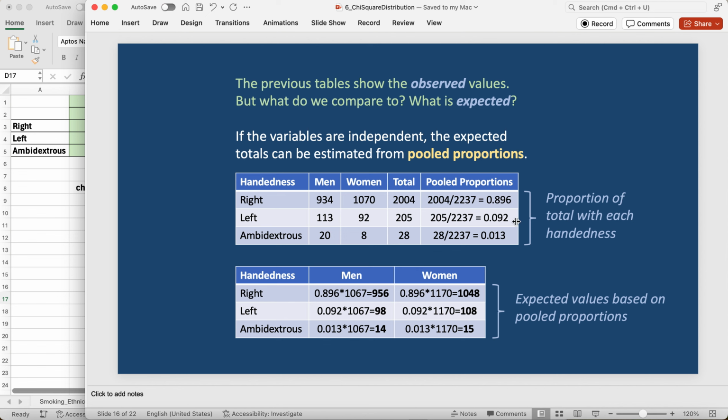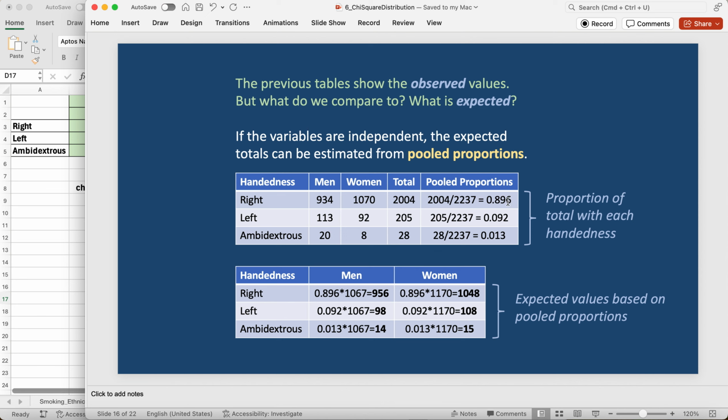So in our whole sample, 89.6% of people were right-handed. So we would expect that as our value. So we're sort of using the sample to estimate what we expect. And then we look at the individual categories and see whether or not they actually differ significantly from that expectation.